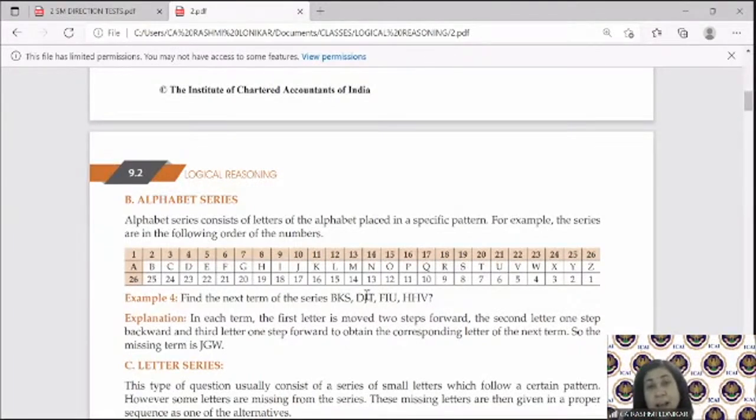Also, you may have the inverse series for alphabets, so that A is given number 26, B is given 25. So for both these series, if it is in the increasing order, 5 stands for E. What happens if it is in the decreasing order? V stands for 5. Okay. So those are very simple things that you should know about in the alphabet series. That is one type of questions in alphabet.